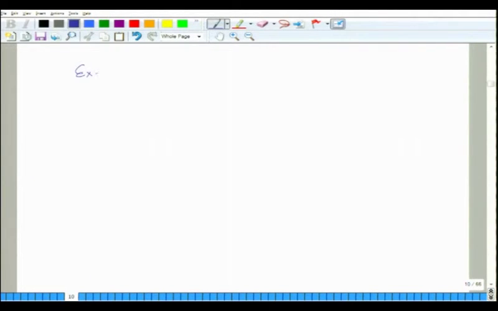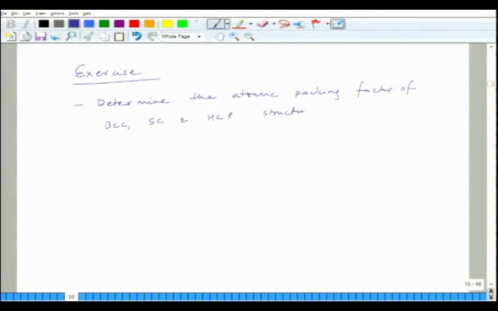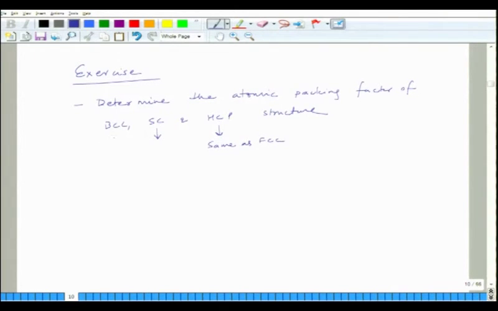So, as an exercise, you can determine the atomic packing factor of BCC, simple cubic and HCP structures. HCP, you can see, will come out the same as FCC because both are close packed structures, but it is determined in a different manner. Simple cubic and BCC will be lower than FCC, but you need to work out what these numbers will be. You can see by intuition that FCC and HCP are the highest, BCC is the second highest, and simple cubic is the lowest. So, this will be the atomic packing factor of these materials.